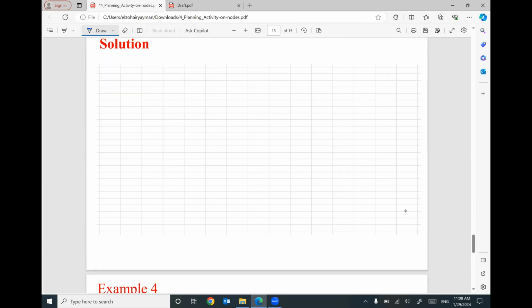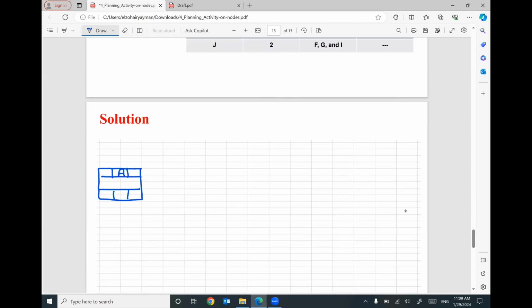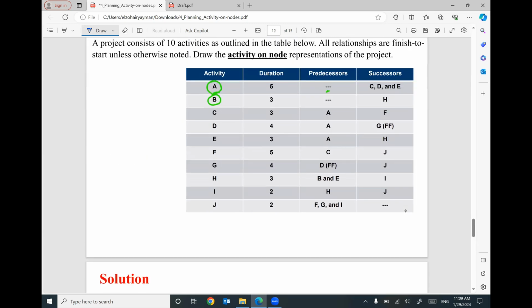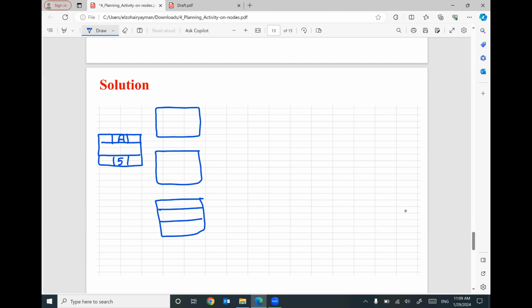So A will be constructed here. This is A with a duration equal 5. This A has three successors, C, D, E. So I will construct here 1, 2, 3. C, D, E.